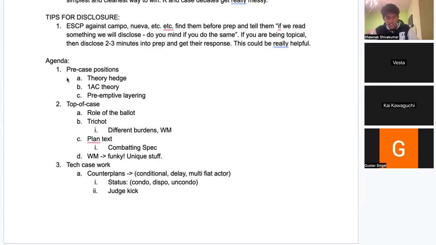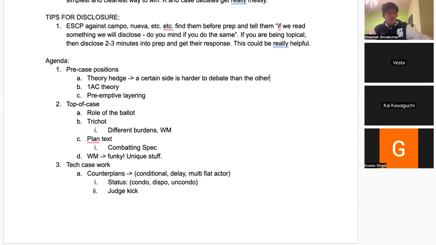Theory hedge is the first pre-case position, and theory hedge is the argument that a certain side is harder to debate than the other. This usually means, because it's a binary, that affirming is harder than negating, or negating is harder than affirming. What you're trying to get out of this is to say that there is already existing fairness bias in the round towards one side. Thus, you should prioritize our theory first, or disregard their theory, because it just makes up for the lack of fairness in the debate to begin with.